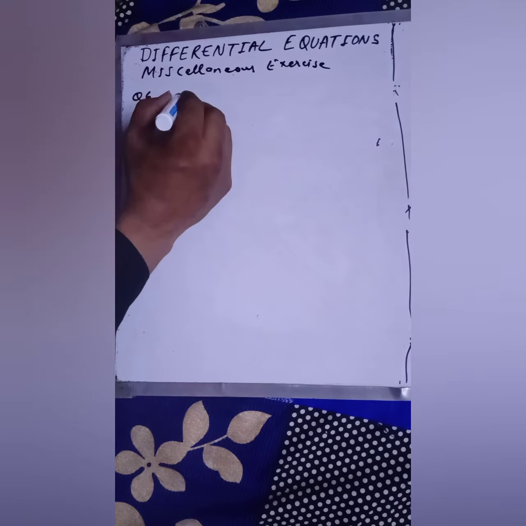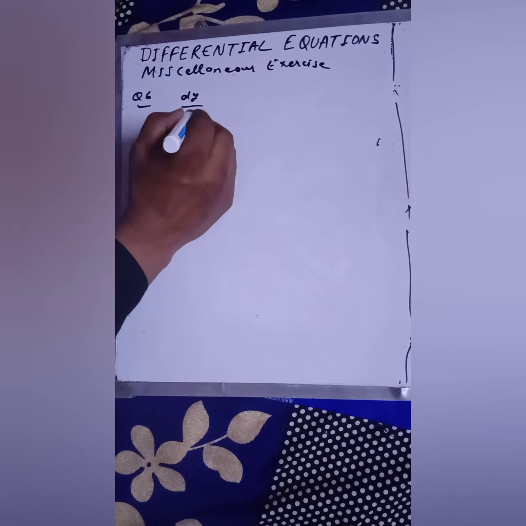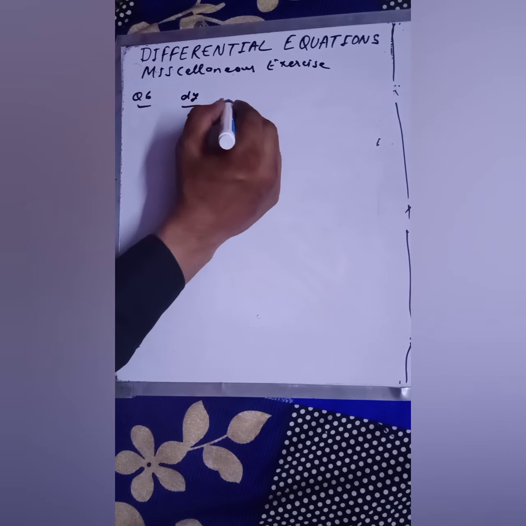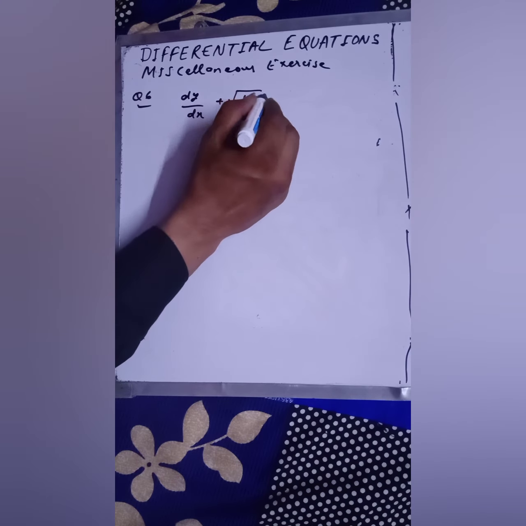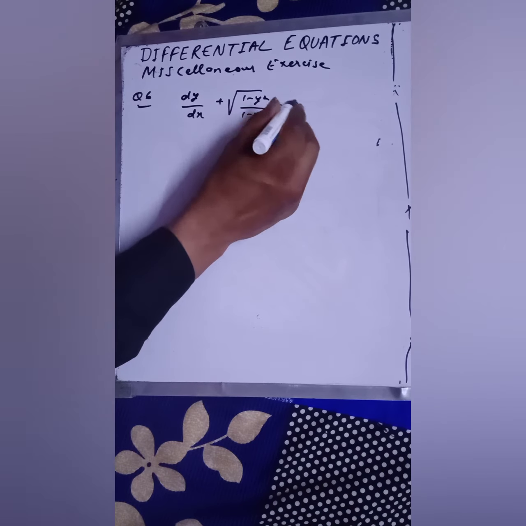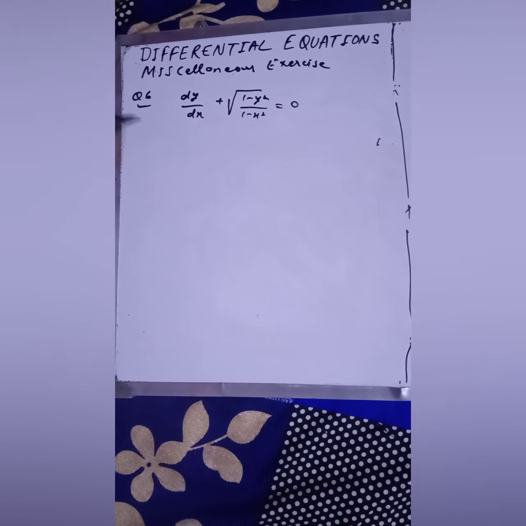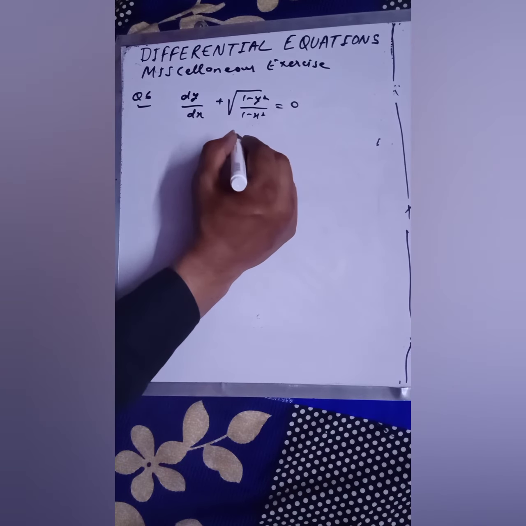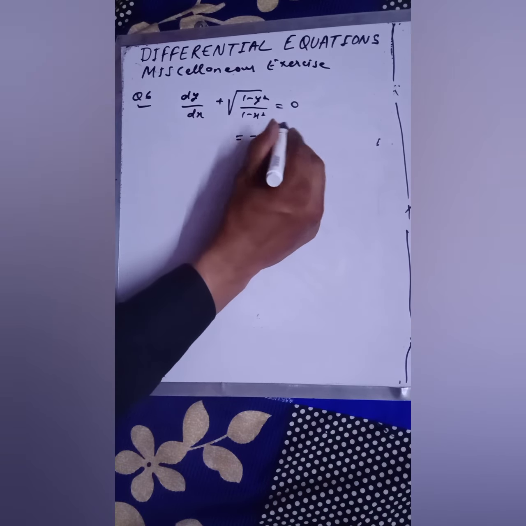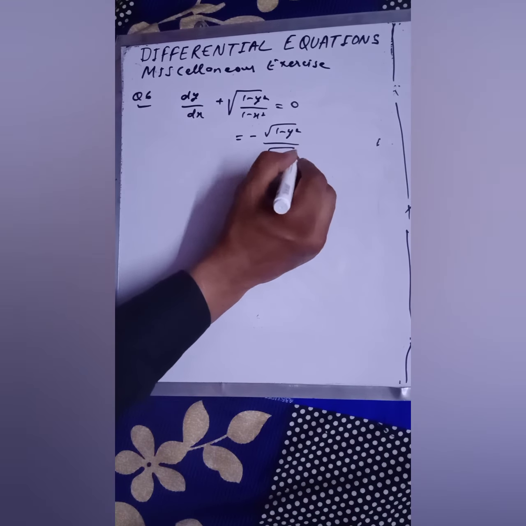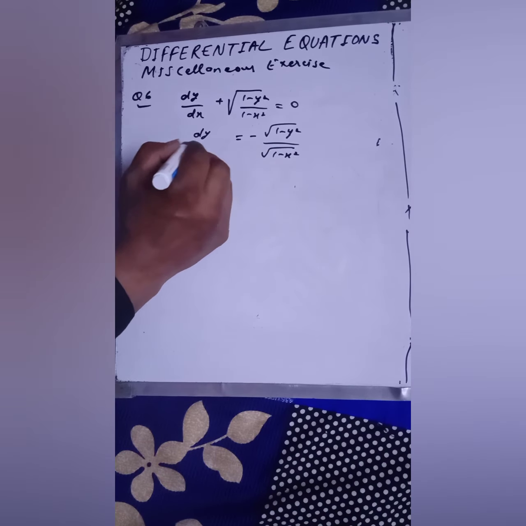And see here, dy by dx plus under root 1 minus y square over under root 1 minus x square is given, that is equals to 0. Okay, so in this question what you have to do, you have to shift this part on this side, so you will get dy by dx equals to minus under root 1 minus y square over under root 1 minus x square.